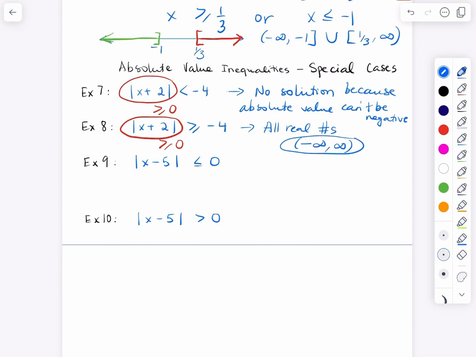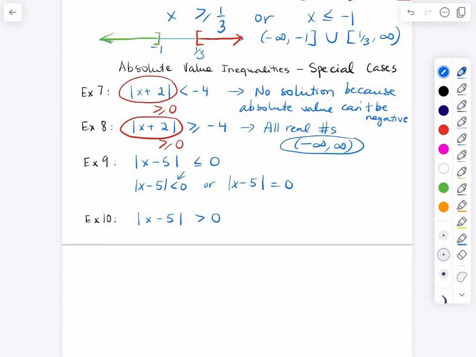This next one, we have the absolute value of x minus 5 is less than or equal to 0. Now, let's break this up. So there are two things going on. The absolute value of x minus 5 is less than 0, or the absolute value of x minus 5 is equal to 0. That's what it means when we say less than or equal to. It's really two scenarios.